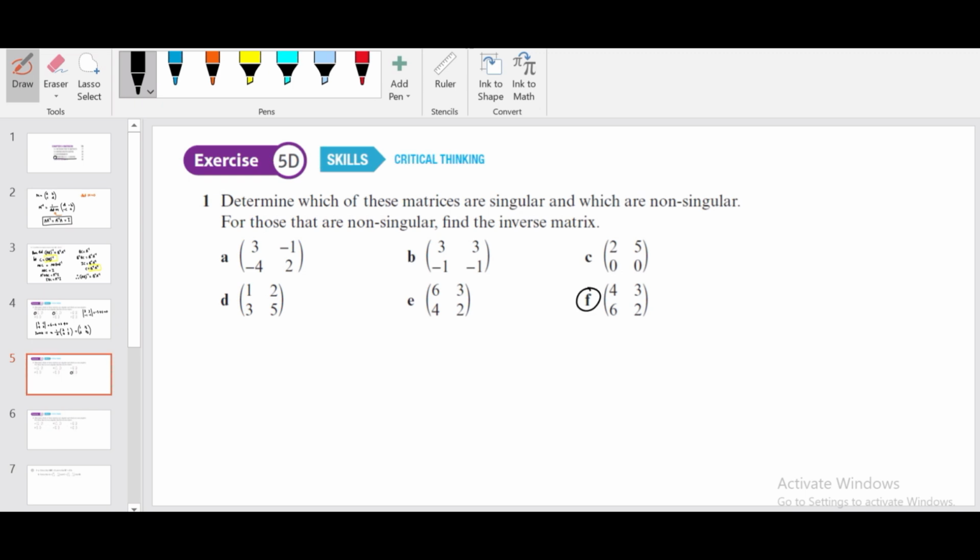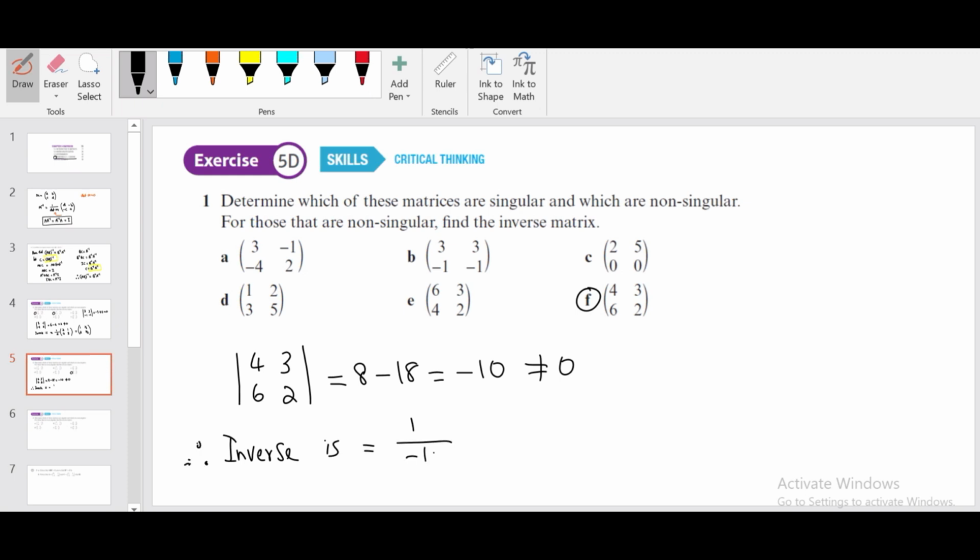F. Take the determinant: 4, 3, 6, 2. You get 4 times 2 is 8, minus 18, you get negative 10. The determinant value of a matrix can be a positive number, negative number, or 0. This is not equal to 0. Therefore the inverse is 1 over the determinant value, and then put this bracket, swap the main diagonal, you will get 2, 4, and then change the sign of these two elements.